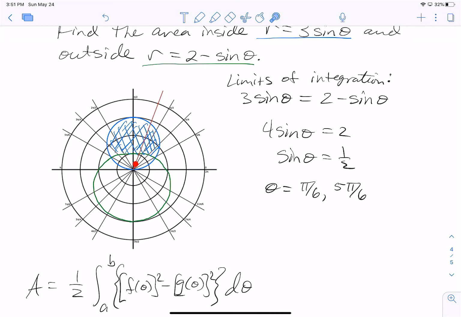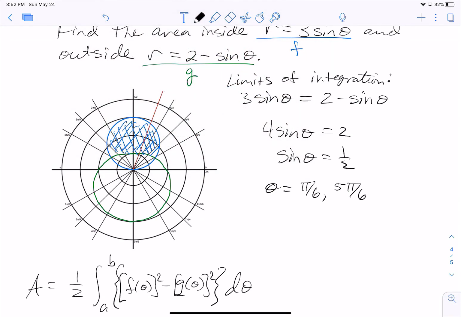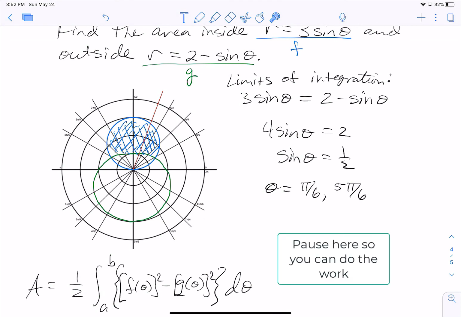The first curve that I encounter will be the smaller of the two curves. It has a smaller radius. The second curve that I encounter will be the larger of the two curves. It has the larger radius. So I'm thinking of r equals 3 sine of theta as f, and r equals 2 minus sine of theta as g. With that in mind, I'd like for you to go ahead and flesh out the integral and find the area.